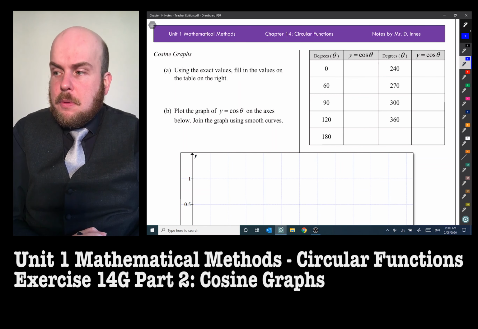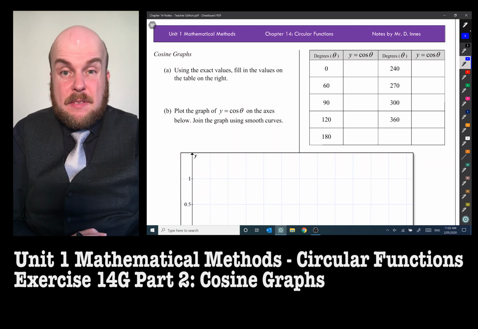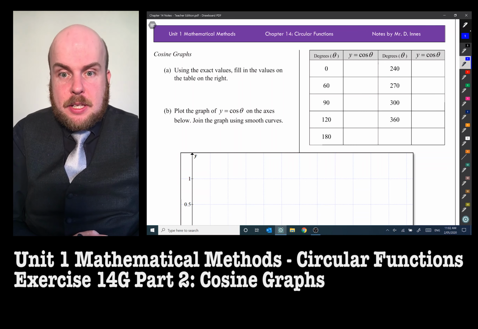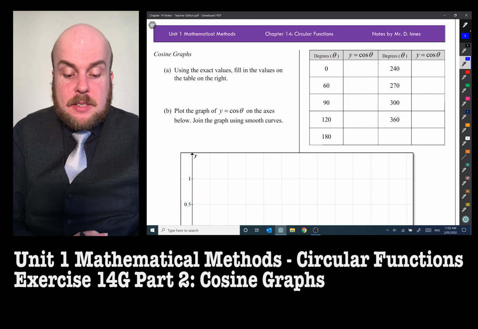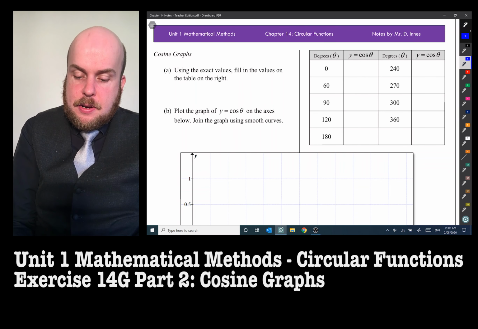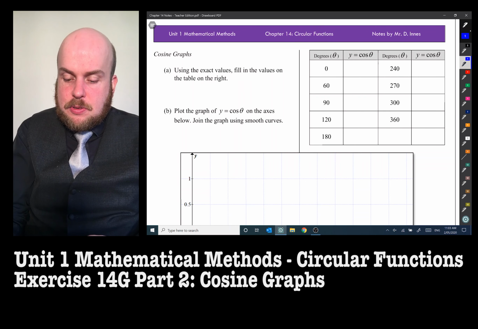Cosine graphs. Well, cosine graphs are very, very similar to sine graphs. If anything, they're just a sine graph that's been shoved over a bit. But the same principles apply when sketching the graphs. Now, what we're going to do first, as it says here, using the exact values, fill in the tables on the right. I know that it says here we haven't bothered doing radians. We're just going to go straight with degrees.